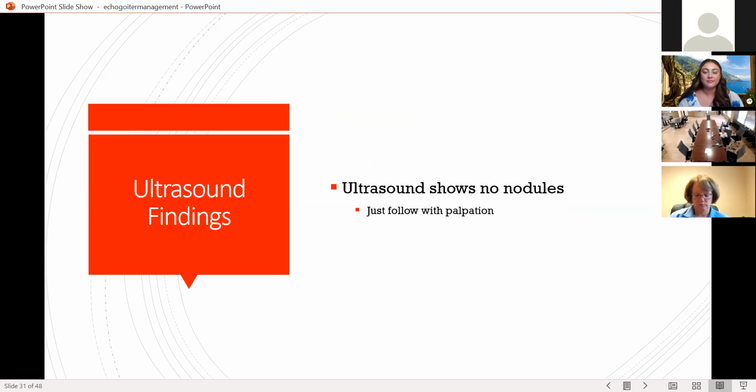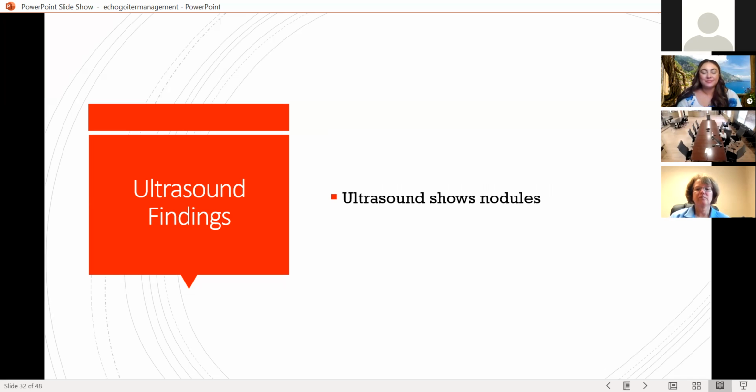You know that there are no nodules on it. You can just follow it with palpation. You don't need to re-ultrasound an enlarged thyroid. If it doesn't have any nodules on it, just feel it once a year, or if the patient notes symptoms prior to that, tell them to call you and you can evaluate it. Next slide. So what if your ultrasound does show thyroid nodules?